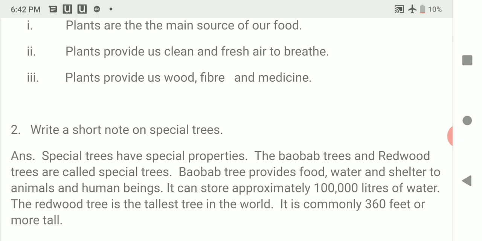The next question is, write a short note on special trees. Special trees have special properties. The baobab trees and redwood trees are called special trees. Baobab tree provides food, water and shelter to animals and human beings. It can store approximately 1 lakh liters of water. The redwood tree is the tallest tree in the world. It is commonly 360 feet or more tall.